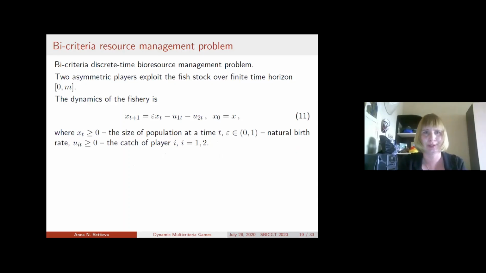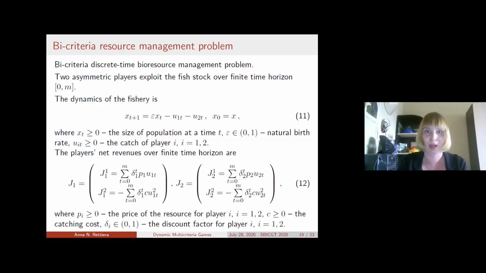So consider a bi-criteria discrete-time resource management problem, a harvesting problem. We have two asymmetric players that exploit the fish stock over a finite time horizon, and the dynamics has form 11. So x is the size of the population, epsilon is the natural birth rate, and u_i is the catch of player i. And players have two criteria to optimize. They wish to maximize their profit from fish sale and minimize the catching cost. Here we assume that the prices for the resource differ for the players, but the catching costs are identical, c, and depend quadratically on their catch. And you see that we have different discount factors for both players.